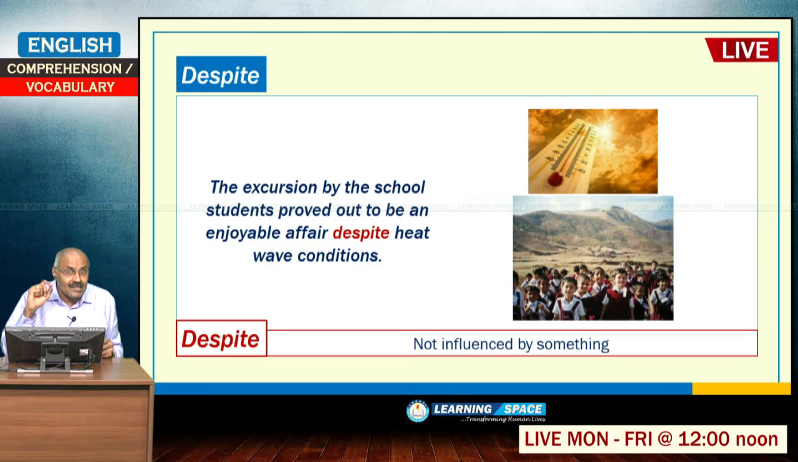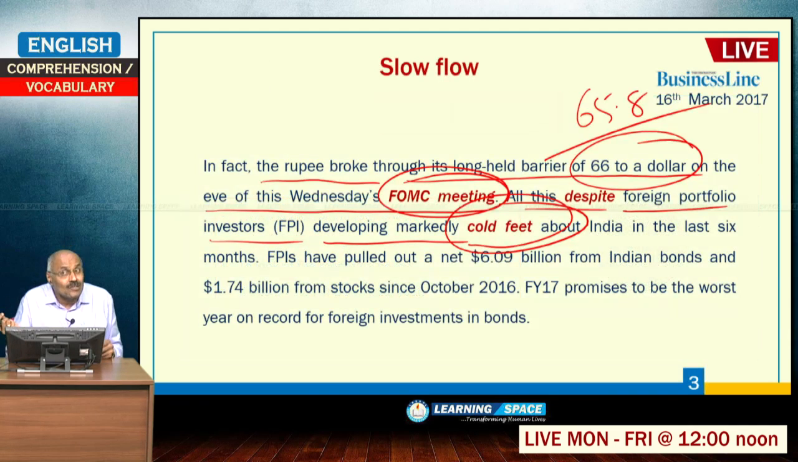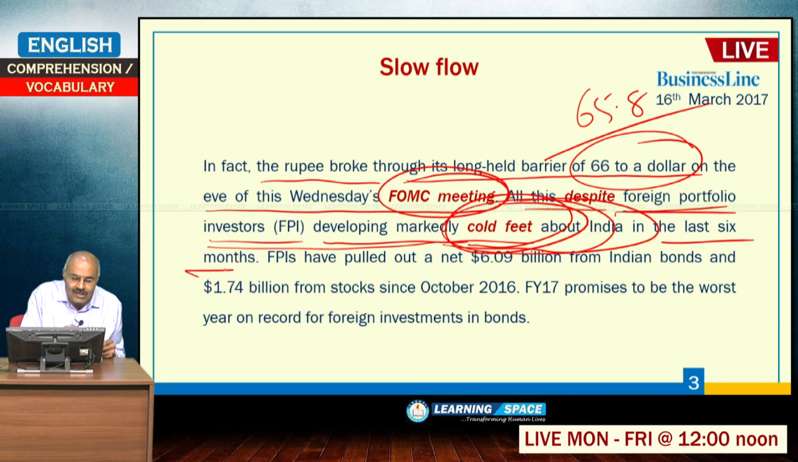And the next one is despite. Despite means not influenced by something. All this happened, all the markets gained despite foreign portfolio investors developing markedly cold feet about India in the last 6 months. In fact, foreign portfolio investors have been withdrawing for the past 6 months, but our local markets gained. There are several reasons for it. In fact, they are mentioned in the same editorial. Subsequently, we will come to know about all those things.